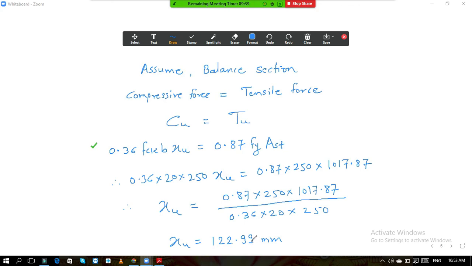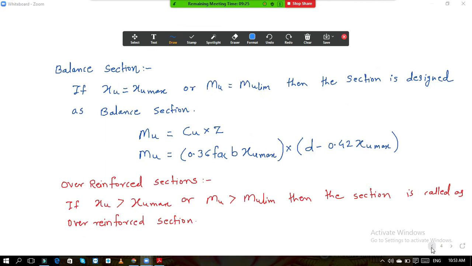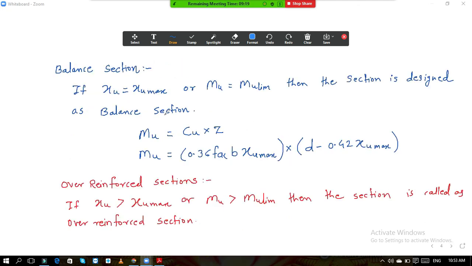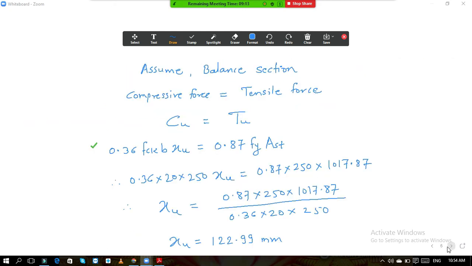If we calculate the value of XU max, then we can compare those values. Is XU less than XU max, or more than XU max, or equal to XU max? From that we can decide whether the section is under reinforced, over reinforced, or balanced. For under reinforced, XU must be less than XU max. For balanced, XU is equal to XU max, and for over reinforced, XU is greater than XU max. Now we need to calculate the value of XU max.